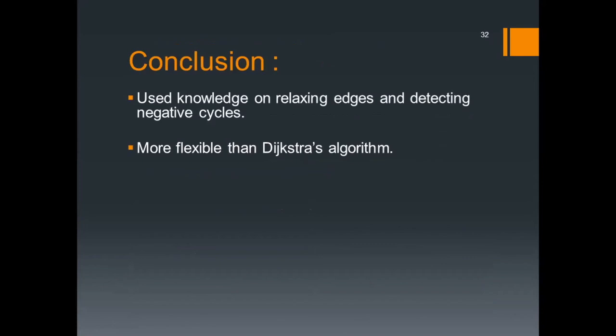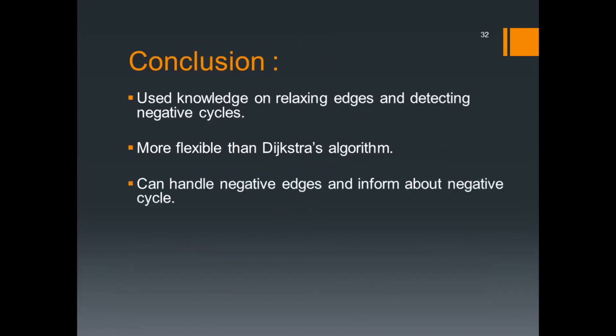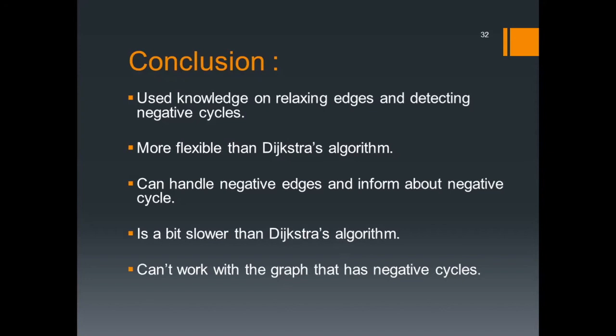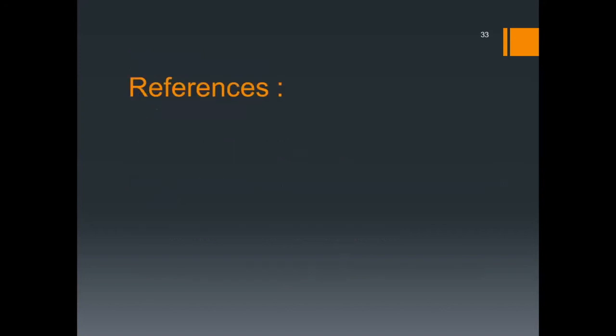We can say it is more flexible than Dijkstra's algorithm because it can handle graphs that have negative edges, and if there is any negative cycle in this graph, it will inform us. And we can say this algorithm is a bit slower than Dijkstra's algorithm, and it cannot work with a graph that has a negative cycle. And finally, here the references.